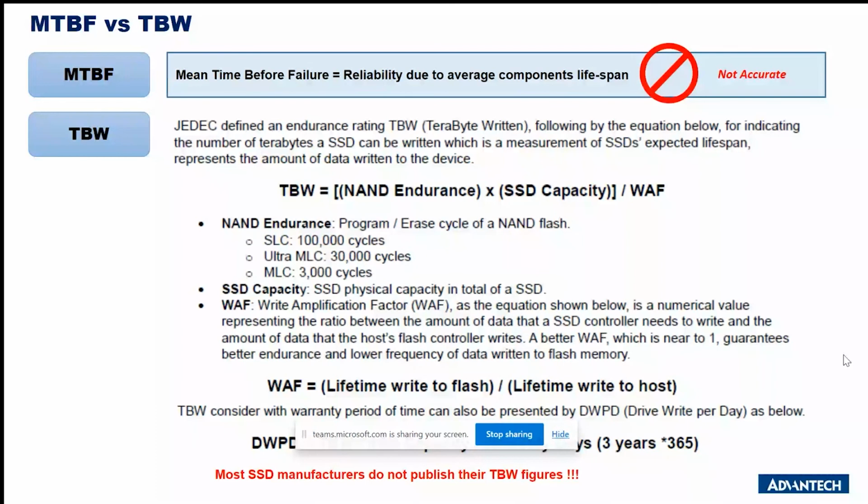So on the slide, you can refer to the formula shown there. Most SSD manufacturers do not publish their TBW figures, obviously, on the physical items.